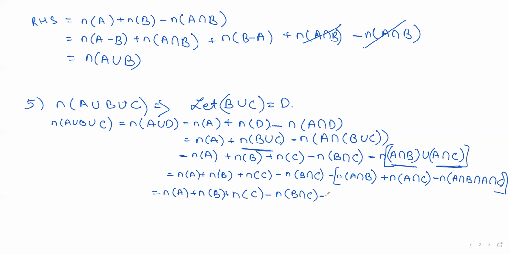Minus side will be introduced: N of A intersection B minus N of A intersection C minus N of B intersection C plus N of A intersection B intersection C. Here, A is repeated twice in the intersection. We know that A intersection A is equal to A. Also, intersection has the commutative property. So this can be written as A intersection B intersection C.